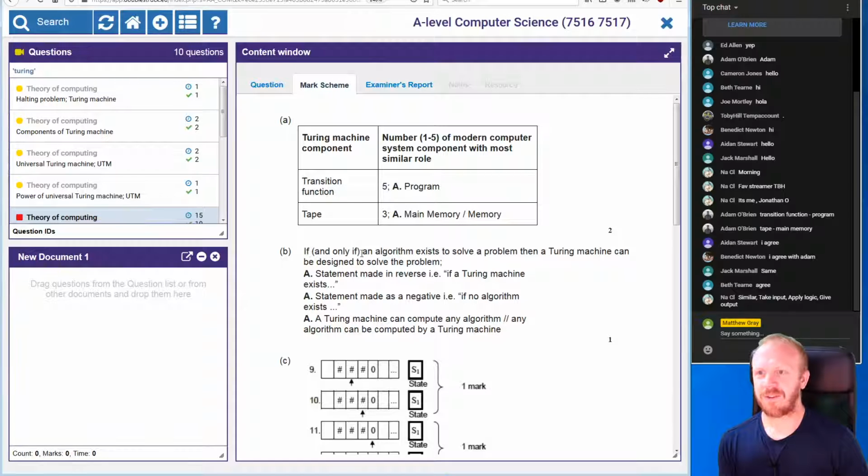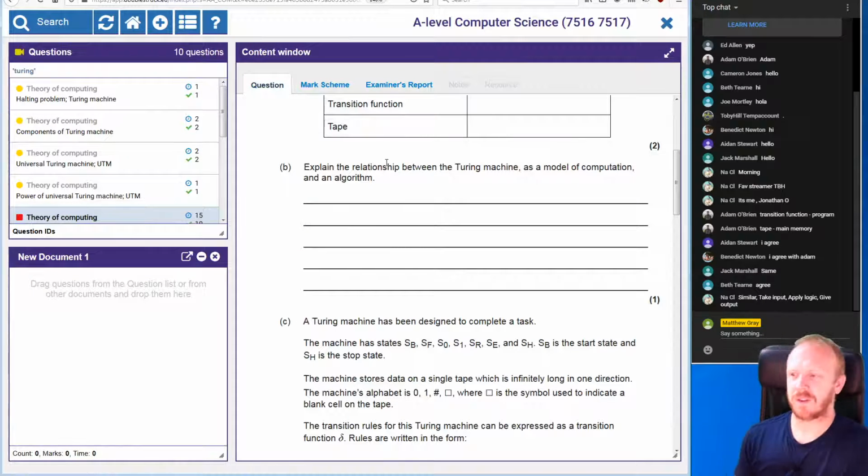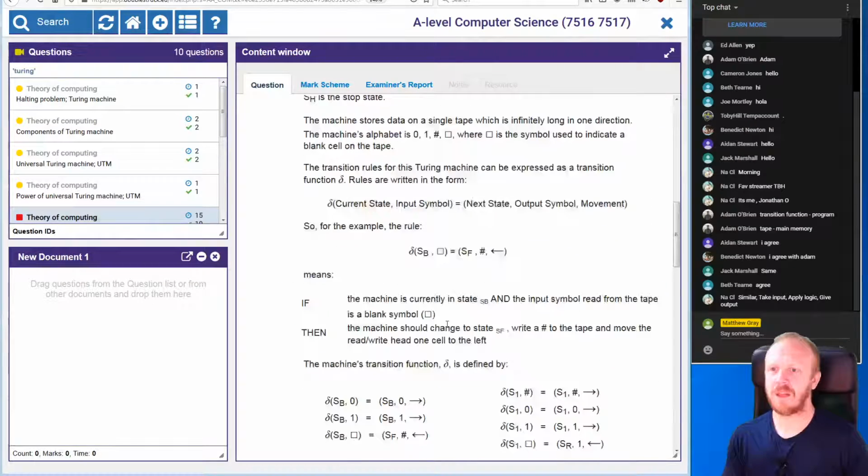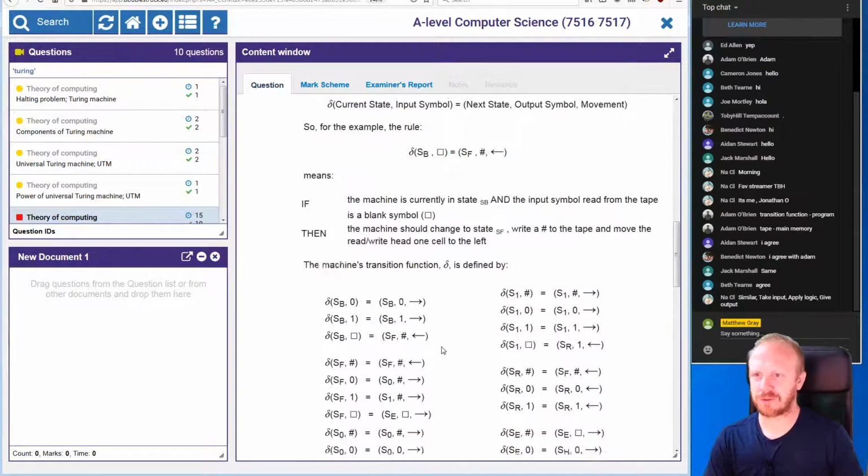It says, if and only if an algorithm exists to solve a problem, then a Turing machine can be designed to solve the problem. Yeah, it's a way of saying that the Turing machine can solve any solvable problem. If an algorithm exists, then a Turing machine can do it. And then we get the kind of big question that you could reasonably get on it.